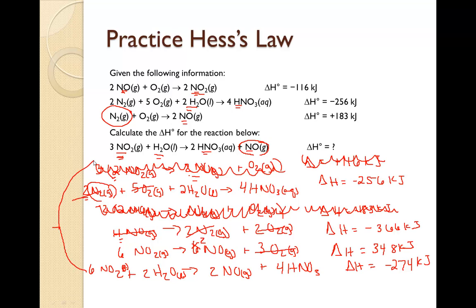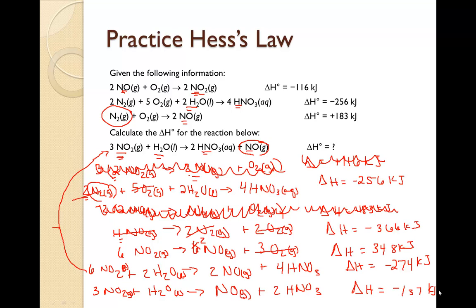Notice 3, 1, 2, 1. Alright, so let's divide everything by 2. 3 NO2 plus H2O, gas, liquid, I keep forgetting my physical signs. Then 1 NO gas and 2 HNO3. When I did all that, I have to divide my total by 2 as well, to be negative 137 kilojoules. That was a really complicated one, so if you followed that, that's great.